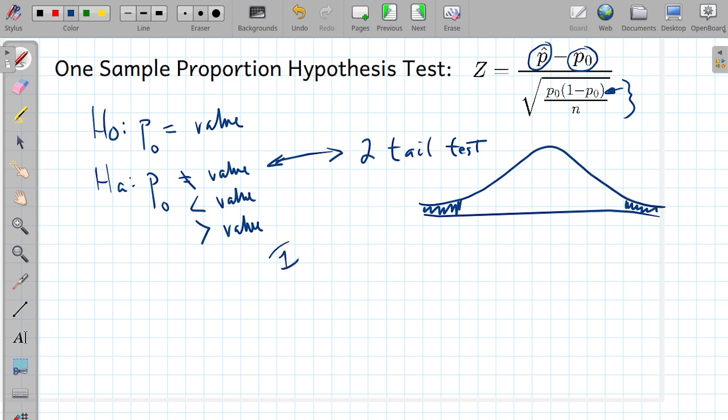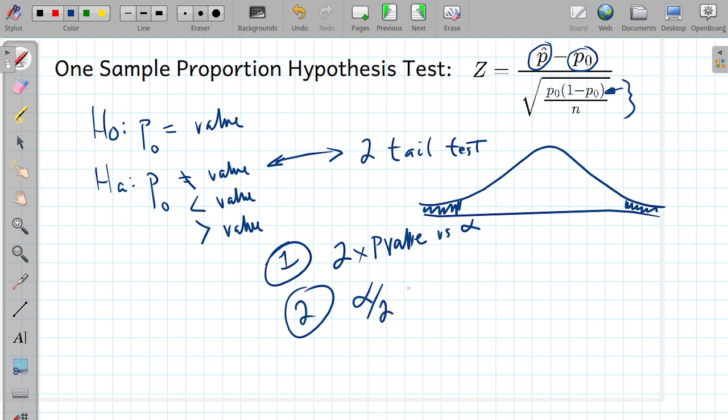Now there's two ways to handle this. The first way is, when you finally compute the p-value, to compare 2 times the p-value versus the level of significance. The second way is to start off by taking the level of significance and dividing it by 2, and then compare that to the standard p-value. Doesn't matter which way you do it, just do one of the two, don't do both. There's also a method to do this with critical numbers. We'll talk about that in another lecture.